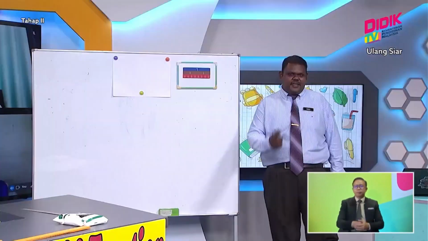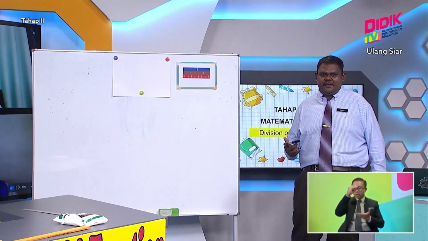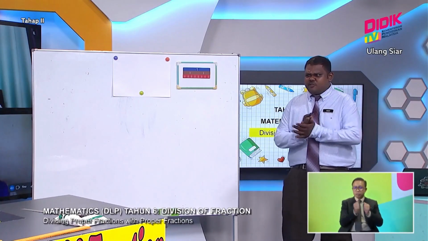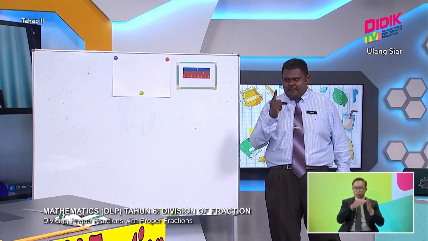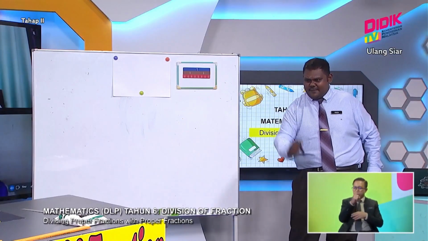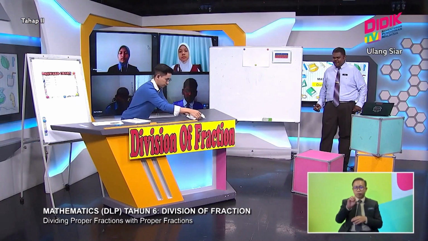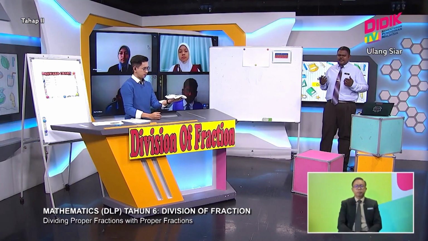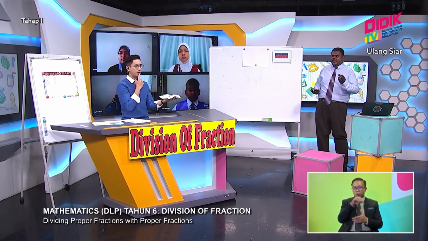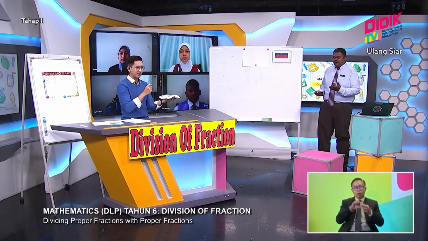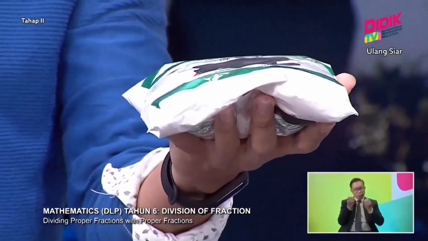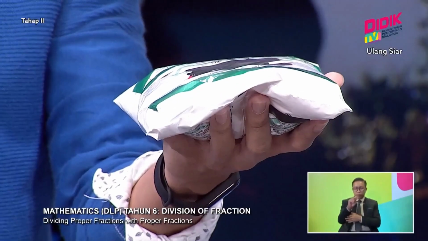Okay, the next skill that we're going to learn is dividing a proper fraction by another proper fraction. Let's go for a real life situation problem. Chris, let's say you have half a kilogram of flour on the table. To make donuts, each donut needs 1/8 kilogram of flour.